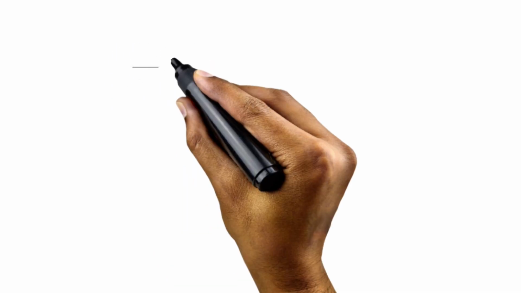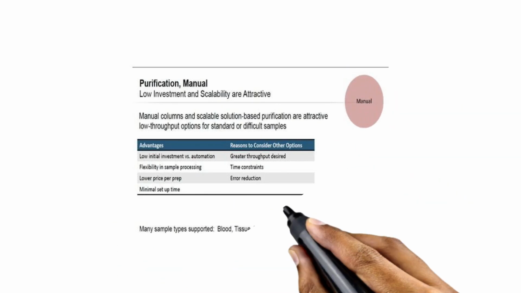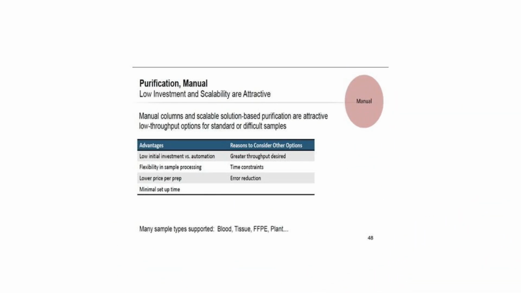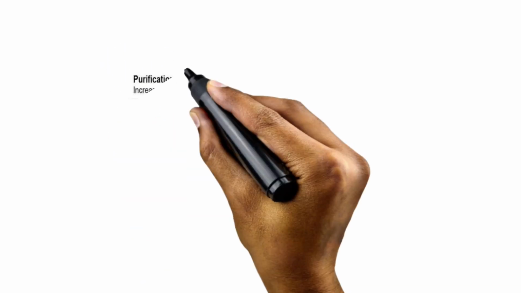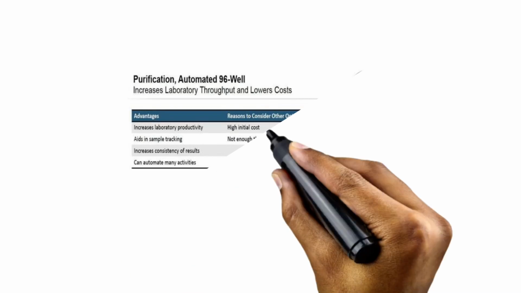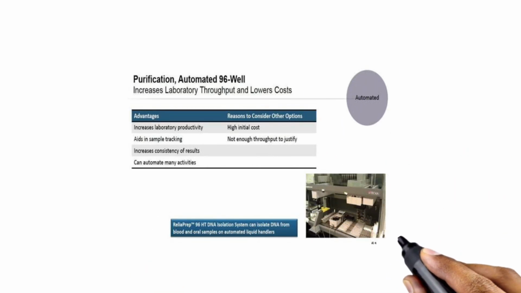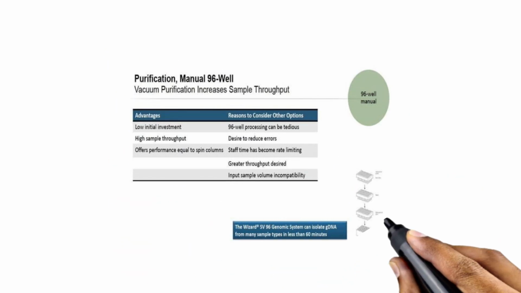Now I'll show manual purification. Low investment and suitable scalability are attractive. Purification using the automated 96 well, as you can see in the figure. So these are the advantages. And purification using manual 96 well.